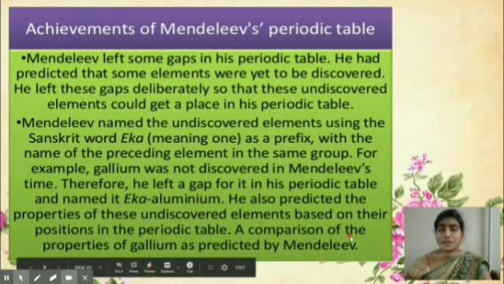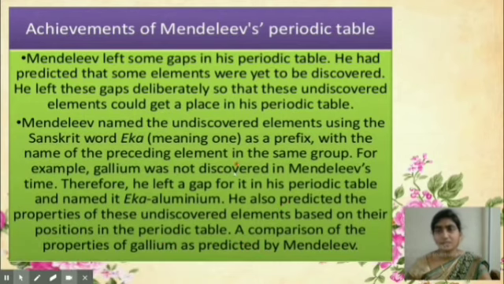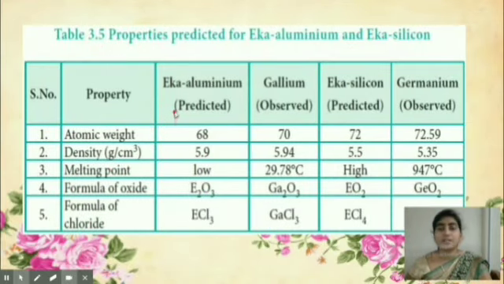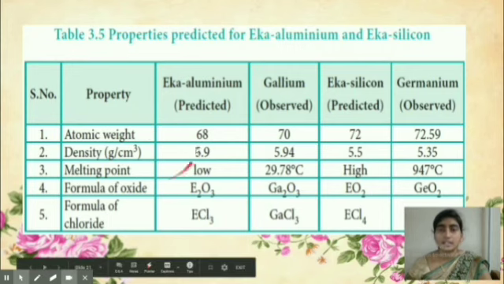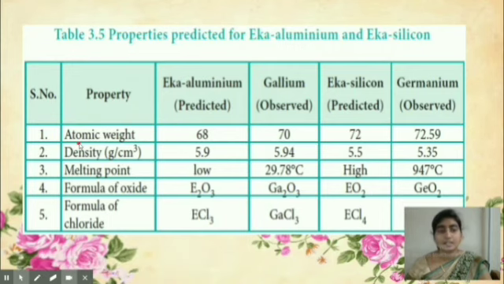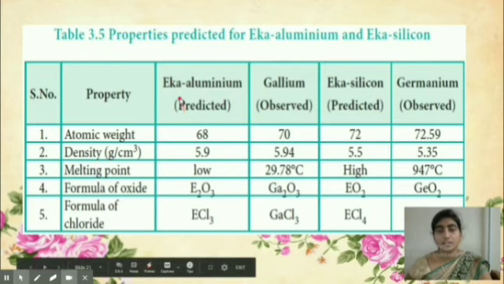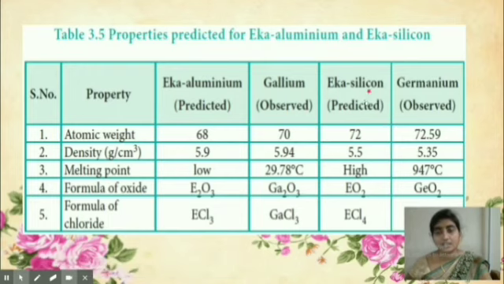A comparison of the properties of gallium as predicted by Mendeleev. Mendeleev referred to the predicted elements as eka aluminium and eka silicon. Now, let's have a look at this table. Here it gives properties: atomic weight, density, melting point, formula of oxide, and formula of chloride. So eka aluminium is predicted and gallium is observed; eka silicon is predicted and germanium is observed.